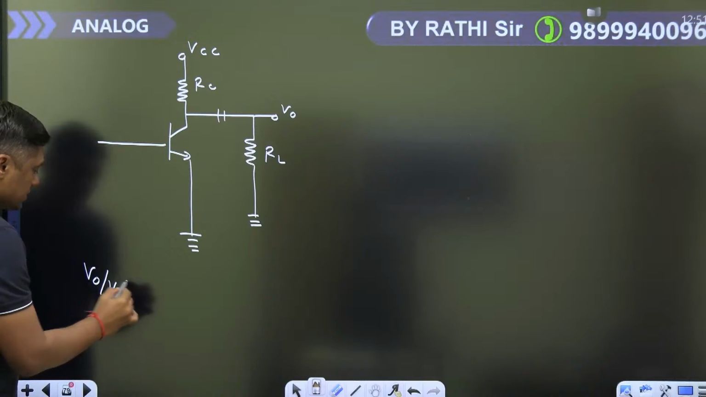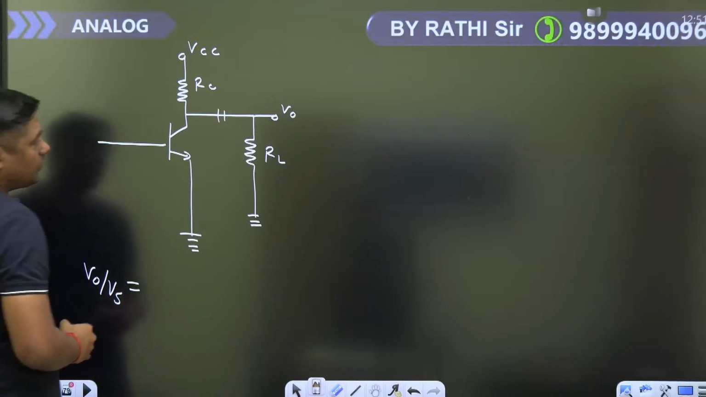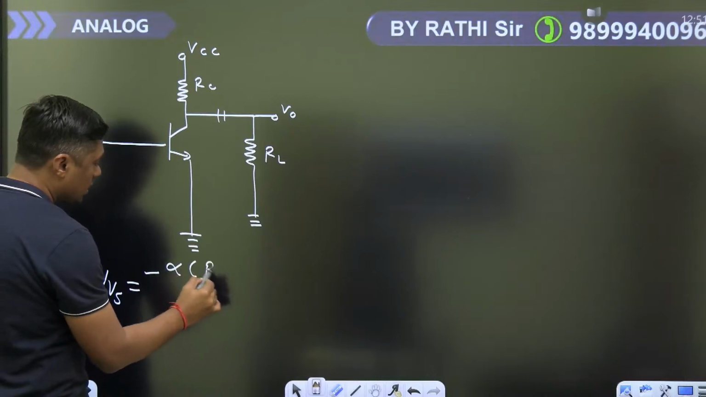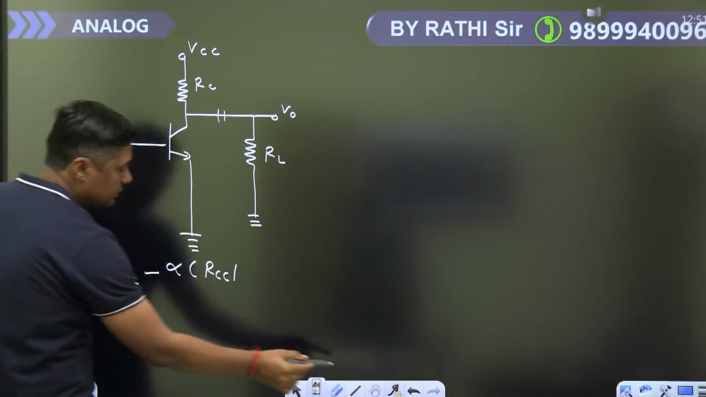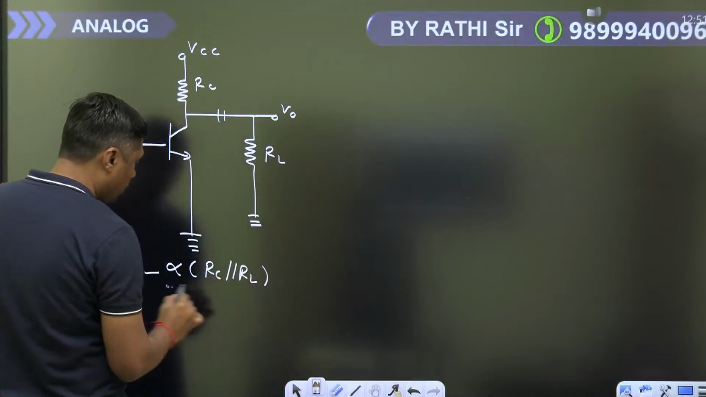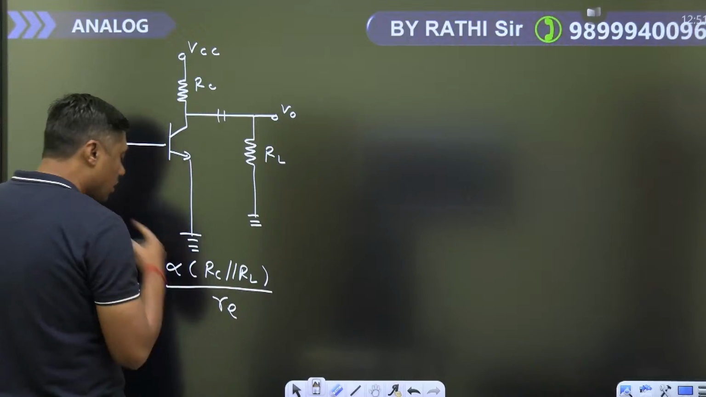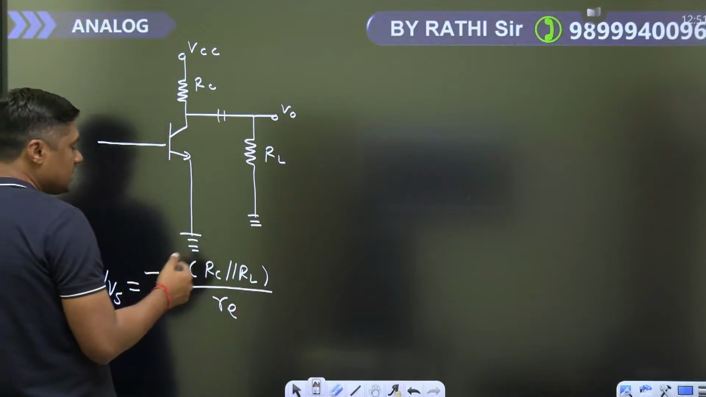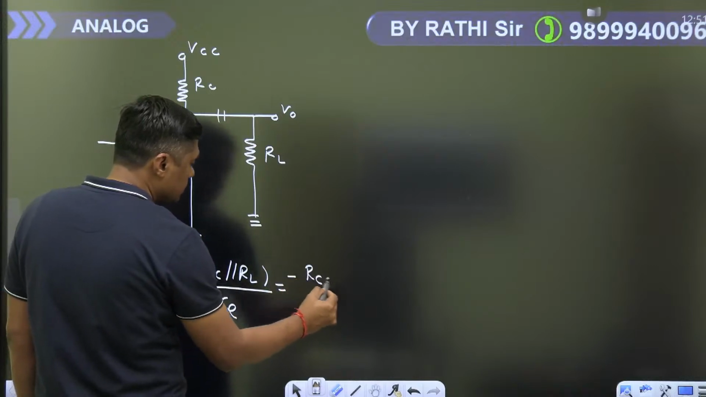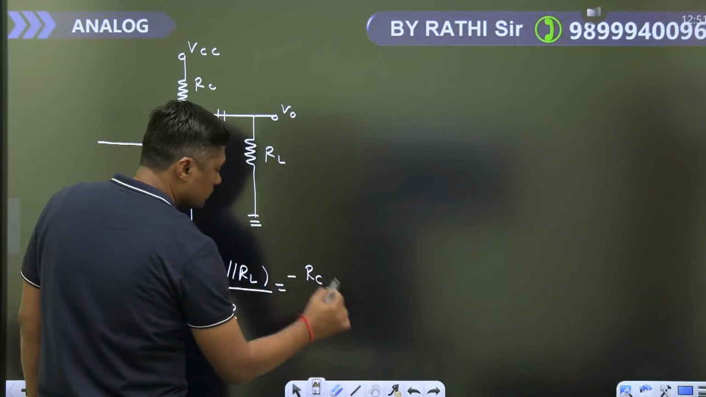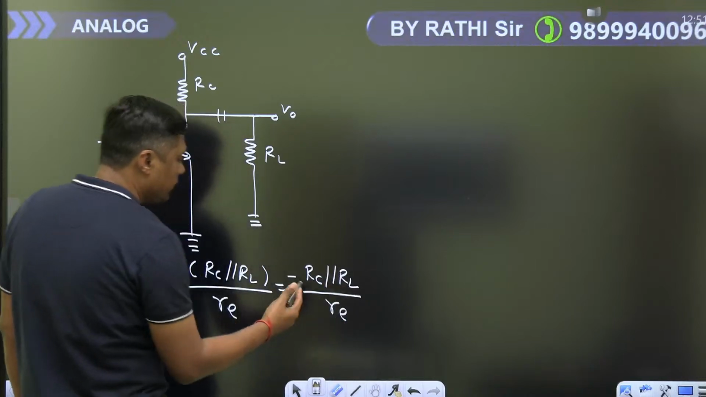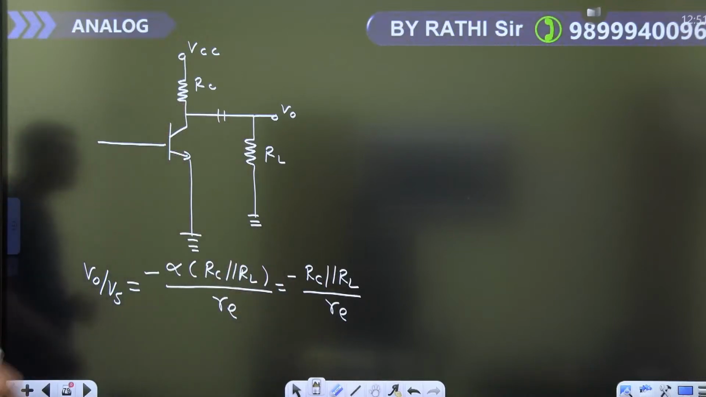V0 upon Vs is equal to minus alpha RC parallel with RL upon small re, or it is nearly equal to RC parallel with RL upon small RE, because alpha is nearly equal to 1. That is the gain with 180 degree phase shift. It is a standard diagram.